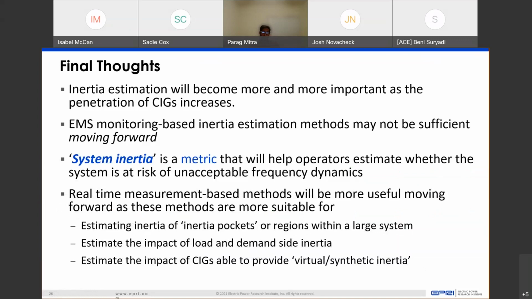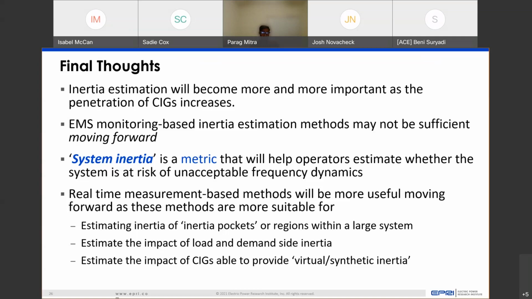Inertia estimation is going to become more and more important as we have more and more converter interface generation in our system. Simply because the system inertia goes down and we are more susceptible to frequency problems, we will need better methods to estimate the system inertia. Like I said, the EMS-based methods are powerful and very simple, but moving forward, these may not be sufficient. It depends on your system.